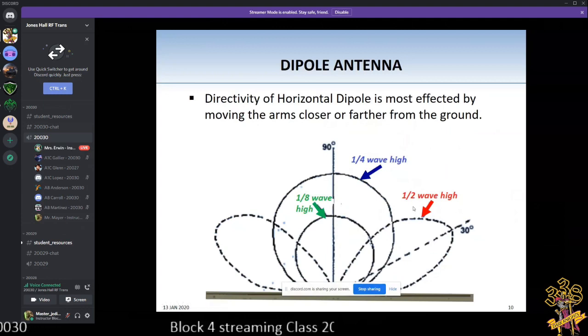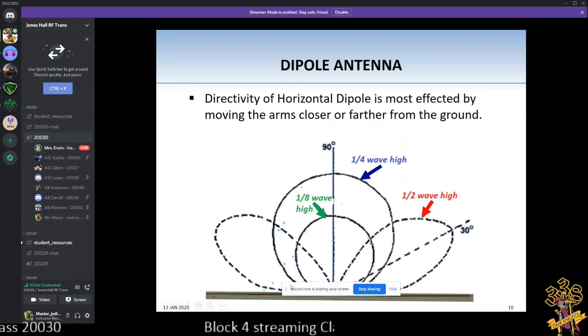Remember, frequency and wavelength are inversely proportional. Your frequency goes up, your wavelength goes down. Your frequency goes down, your wavelength goes up. So if you put the antenna a half a wavelength or more above the ground, then you're going to get this nice bidirectional pattern coming off the broadsides of the antenna.